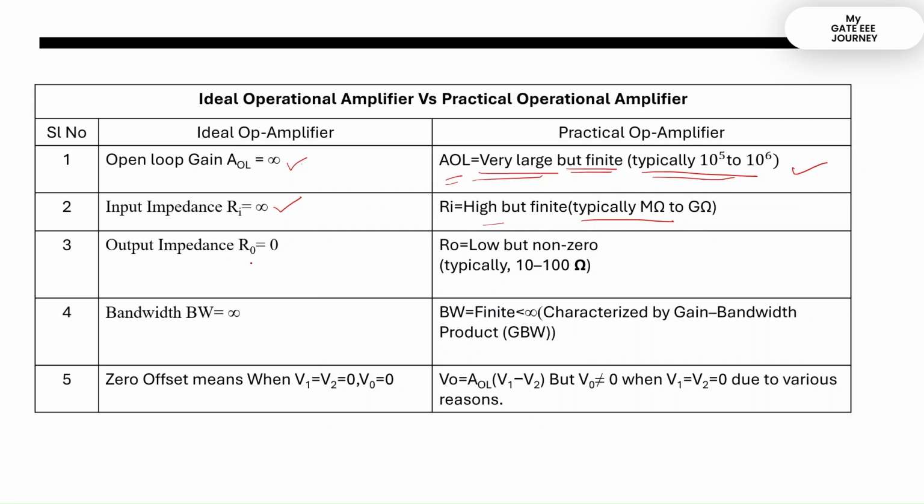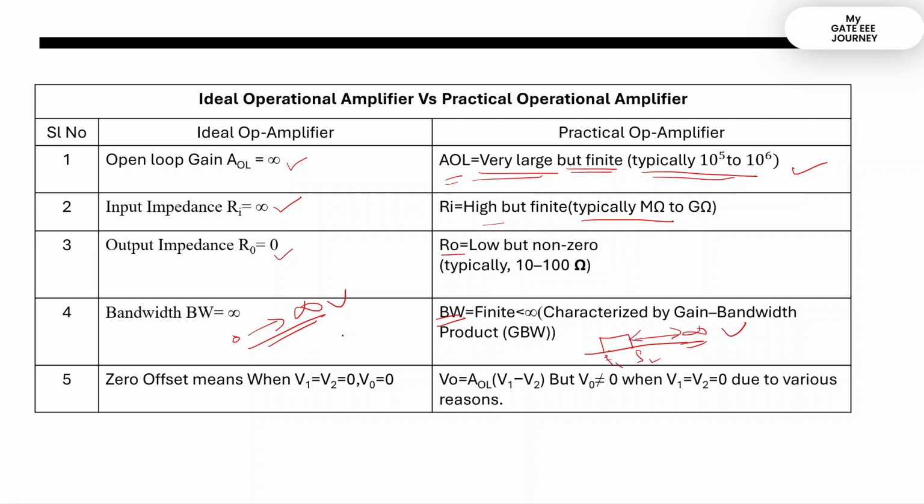Output impedance, as I said earlier, is 0, but in practical operational amplifier, there will be output impedance. It is low, but it is not 0. Bandwidth means it can accept various range of signals, various range of frequencies. Here, for practical operational amplifier, it cannot accept all the signals. Depending on type of operational amplifier, it may block some range of signals and it may allow another range of signals.